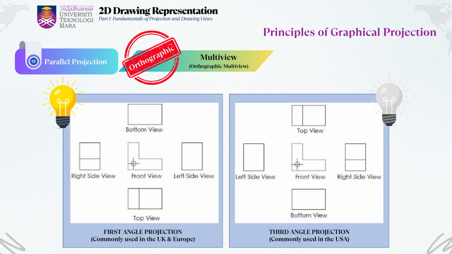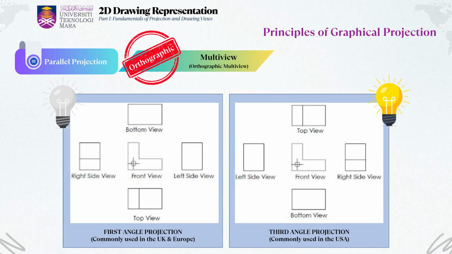As a result, views are projected through the object onto the planes behind it. The top view is placed below the front view, and the right side view is placed on the left of the front view. This arrangement can feel counterintuitive for those used to reading drawings from regions that use third-angle projection.